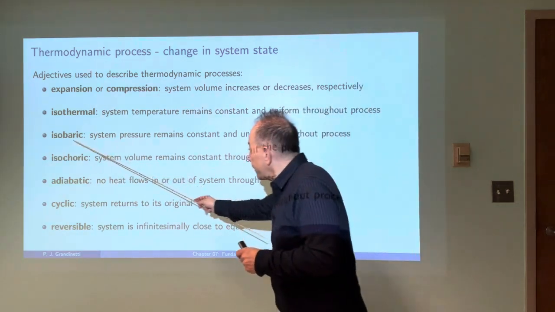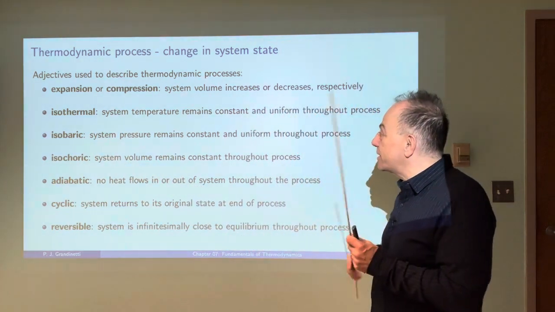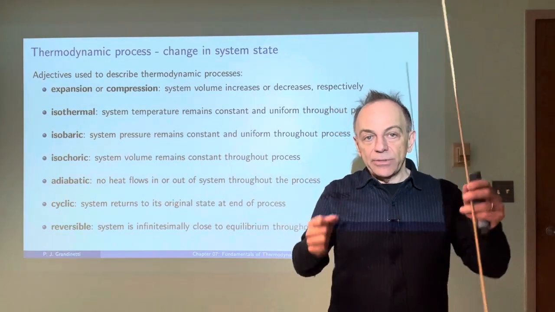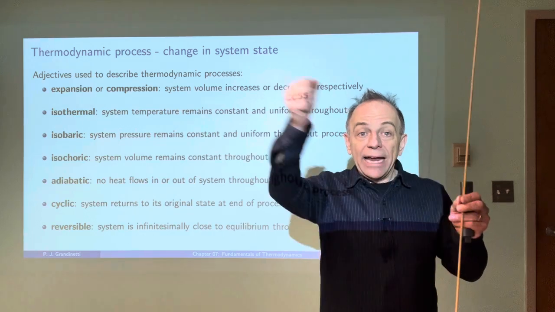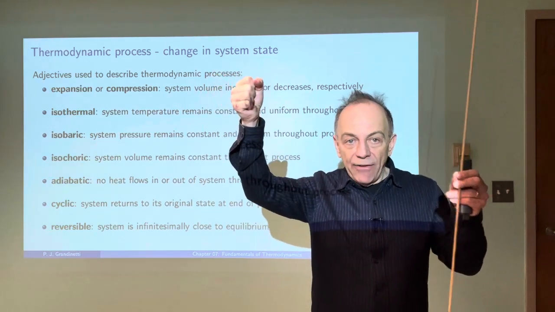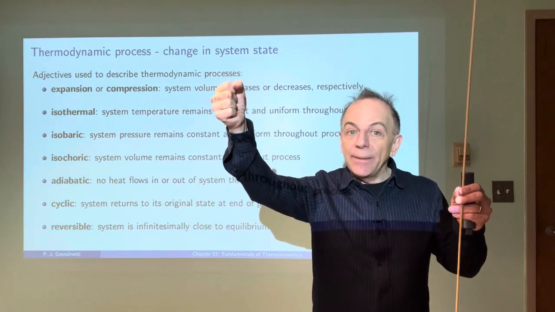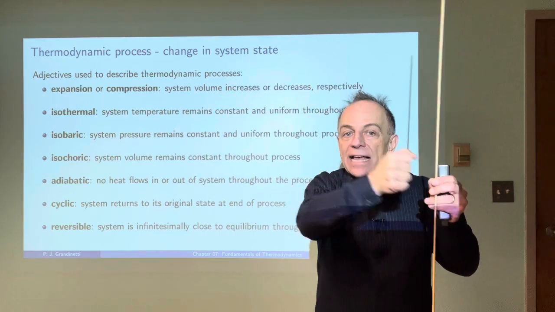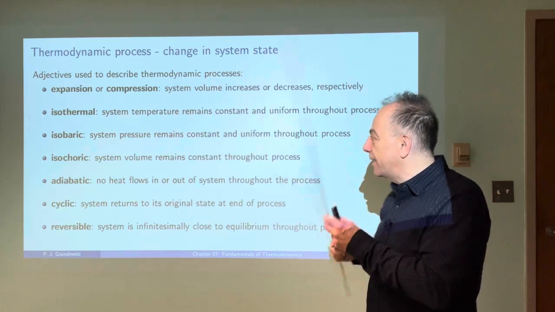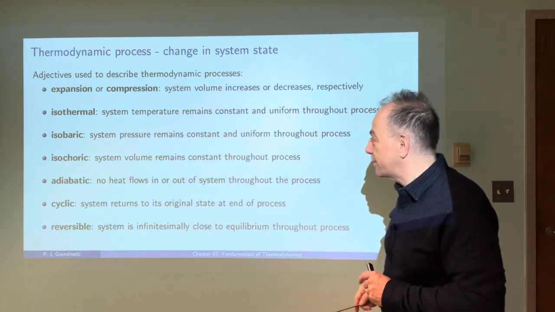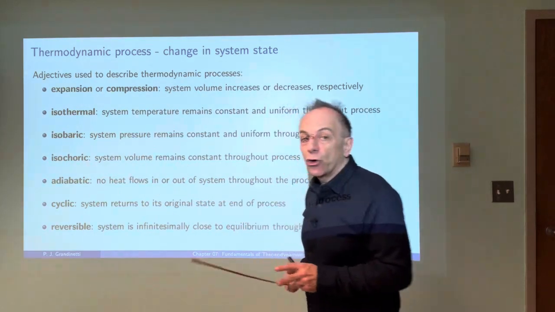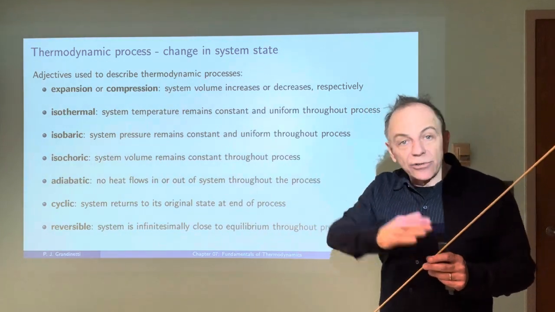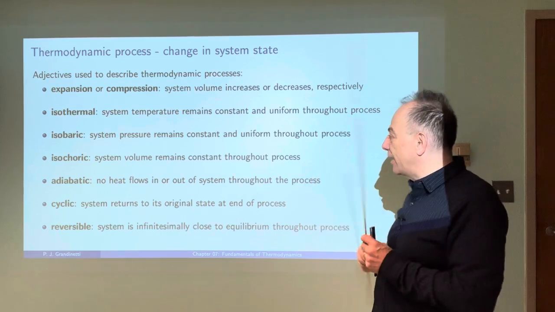When we come to isobaric, isobaric tells us that the pressure remains constant and uniform throughout the system. So if we have a process where we transform from A to B, it's isobaric if the pressure stayed constant and the same as it transformed from A into B. Likewise, an isochoric process is a process where the volume of the system remained constant as it transformed between the two states from A to B.